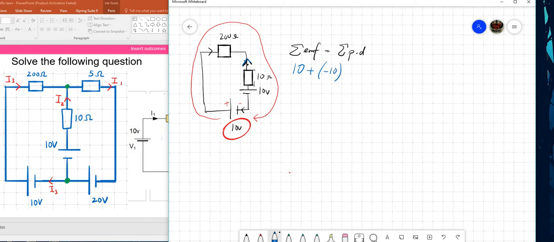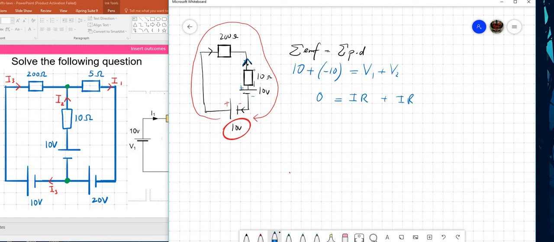The reason why it's negative 10 is that if you look carefully, we are going against this positive here. The way the cell is oriented, we are going against it, so negative 10. Since there are only two EMF in the circuit, that is equal to the sum of the potential differences. We have two resistors, so the voltage across the first resistor, and then the second resistor here. Now 10 take away 10, that's 0, equal to, the voltage across the first one is IR, the second one is also IR.